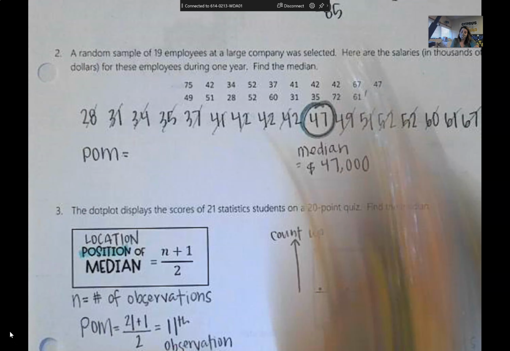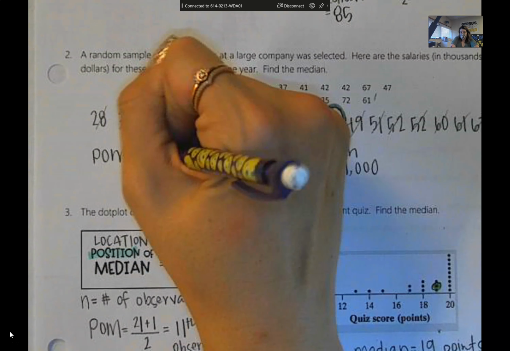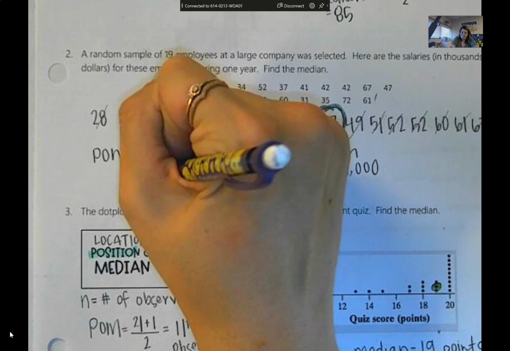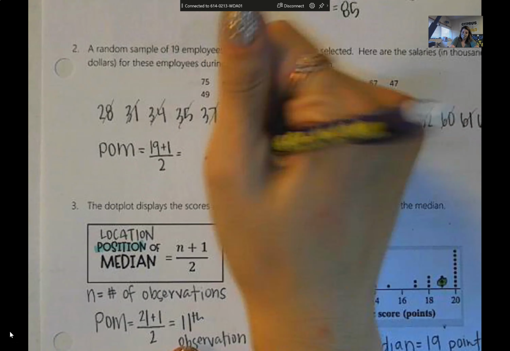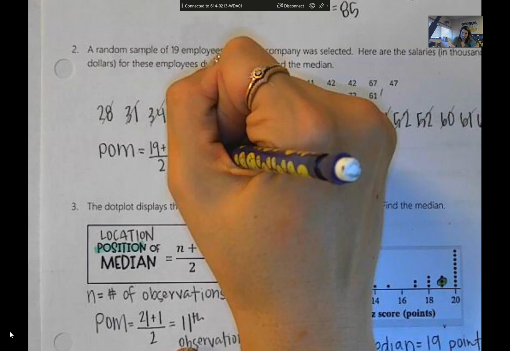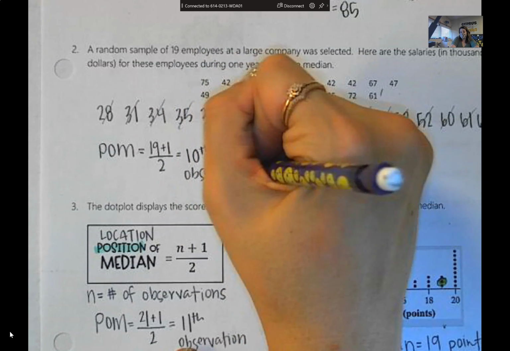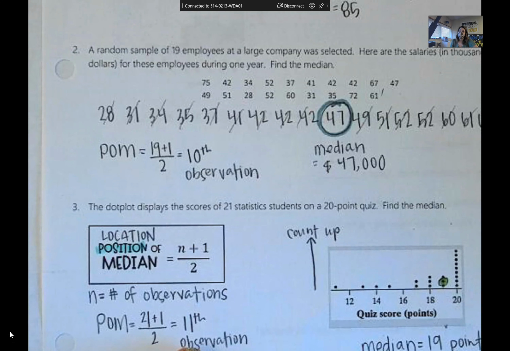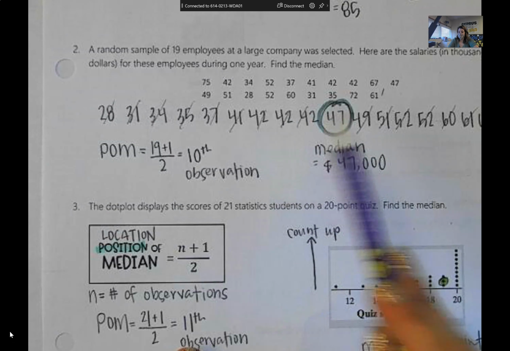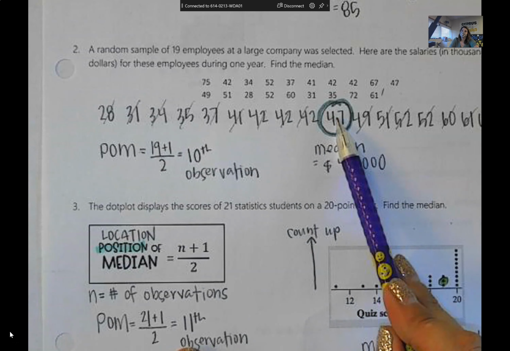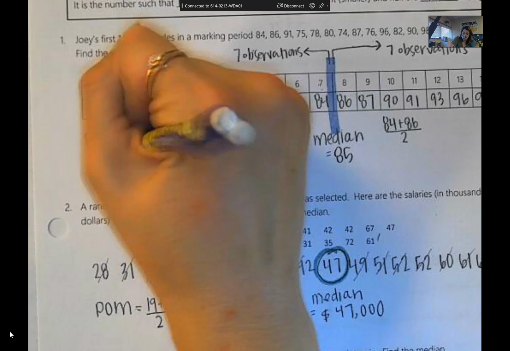Okay, position of median on number 2. We had 19 employees. We add 1. We divide by 2. What does that one give us? What is it? 10. So our median should have landed at the 10th observation. So I'm going to count 1, 2, 3, 4, 5, 6, 7, 8, 9, 10. So that one worked. And then lastly, let's double check for Joey's quiz scores.